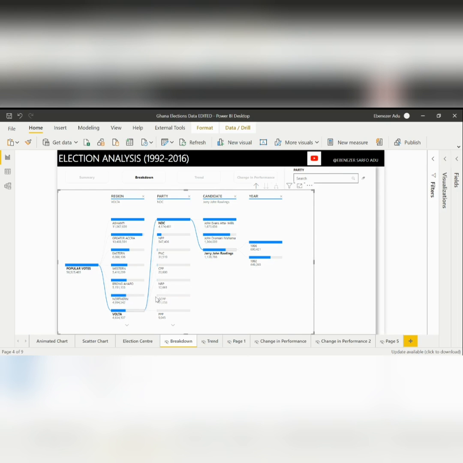Let's look at the Northern region. Perhaps we may see some different dynamics. NDC leads in Northern region votes with President John Mahama leading. Okay, so in the Northern region, it seems to be the only outlier in terms of seeing an increase for President John Mahama. It increased in 2000, 2004, and 2008. Let's look at the NPP.